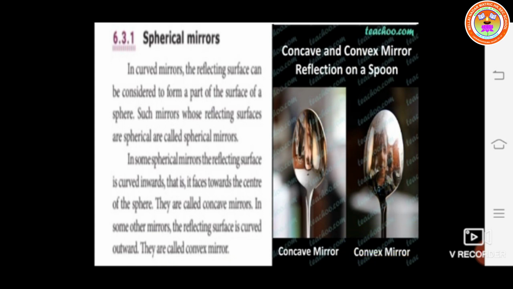Students, first you need to understand there are two types of mirror. One is concave and the other is convex. What is concave? Concave means the reflecting surface is curved inwards, that is, it faces towards the center of the sphere. In some other mirrors, the reflecting surface is curved outwards. They are called convex mirrors.